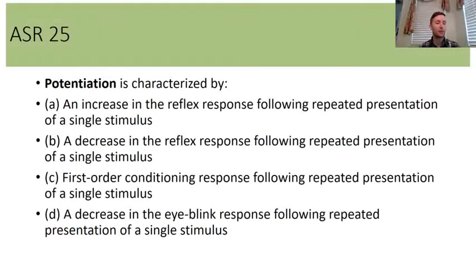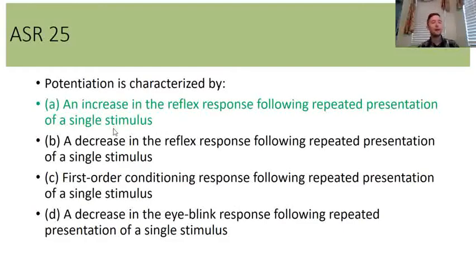And potentiation is characterized by A, an increase in the reflex response following repeated presentation of a single stimulus, B, a decrease in the reflex response following repeated presentation of a single stimulus, C, first-order conditioning response following repeated presentation of a single stimulus, D, a decrease in the eye blink response following repeated presentation of a single stimulus. Give you a couple more seconds. Okay, I'll close the poll, and the answer here is A, an increase in the reflex response following repeated presentation of a single stimulus.